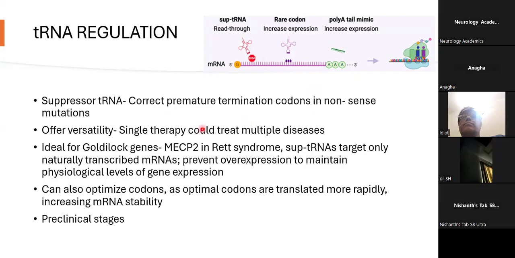The advantage is that it offers versatility, that is a single therapy could treat multiple diseases. And this is ideal for Goldilocks genes like MECP2. Goldilocks gene refers to diseases in which an excess protein and the reduced protein will result in disease manifestation. So here the suppressor tRNA can target only naturally transcribed mRNAs and prevent the overexpression to maintain the physiological levels of gene expression. And this can be tried in Rett syndrome. However, these are only in preclinical stages currently.